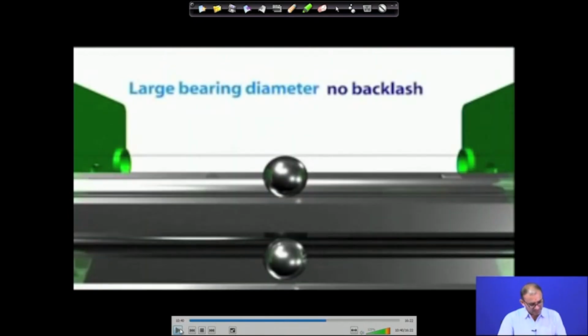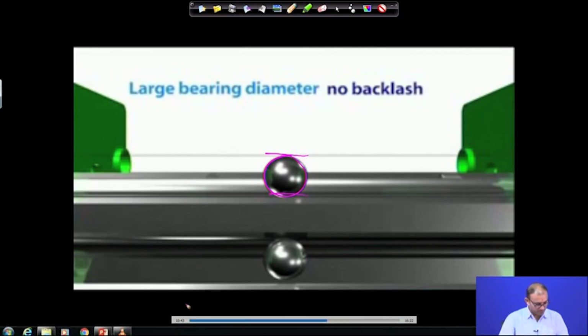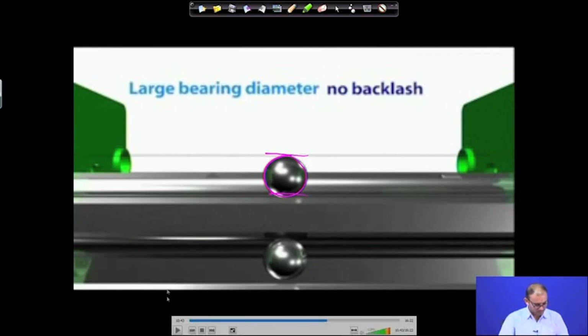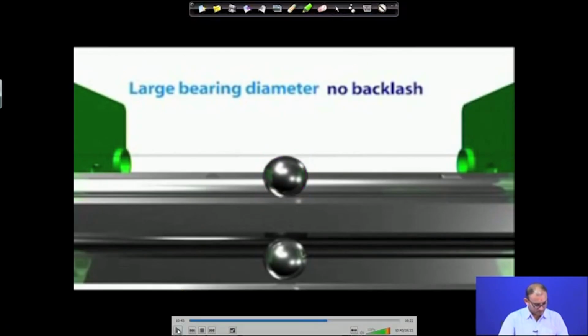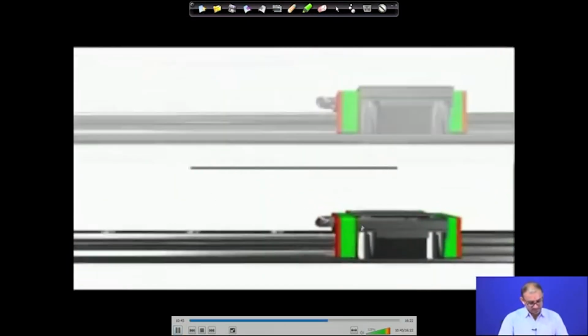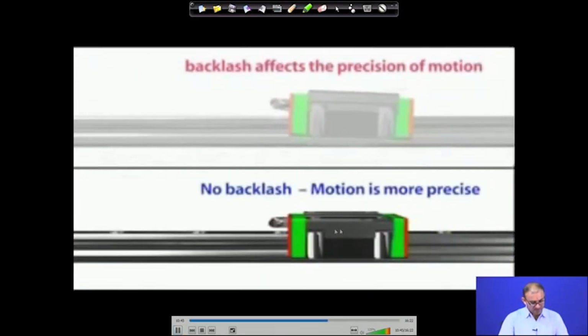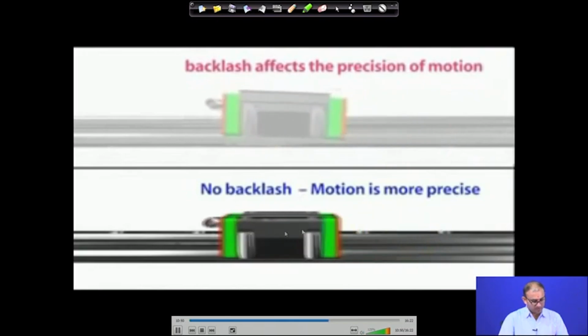Now it is exactly fitting here. So, you do not have any clearance. This is exactly matching with this part, so there is no clearance between the rail and the ball. Correct. If you consider this particular motion, this is the bottom part, you can see that there is no backlash and the motion is more precise.